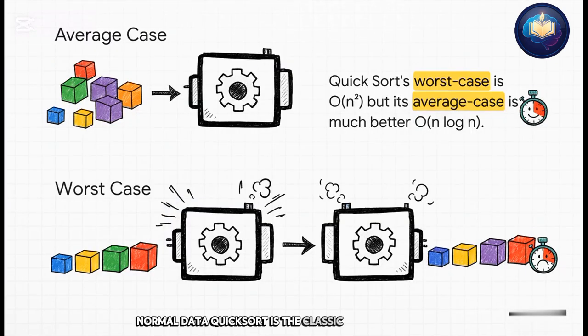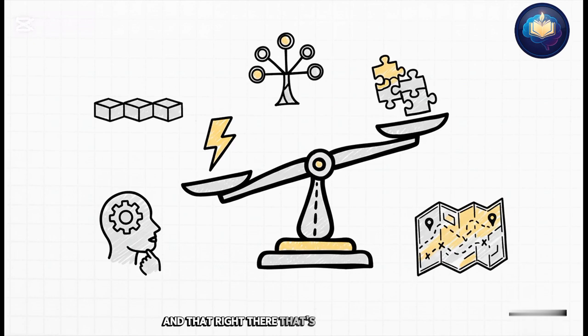Quicksort is the classic example of this. It's a super popular algorithm for sorting things because its average performance is a really good O of n log n. But, and this is a big but, in its worst case scenario, which can happen if you accidentally give it data that's already sorted, its performance completely tanks, slowing down to a crawl at O of n squared. And that right there, that's the whole game.